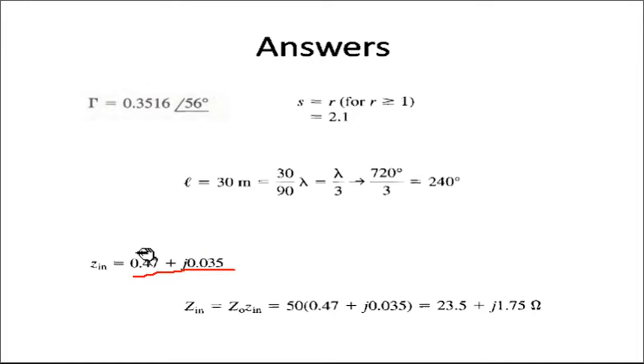So this is the constant R circle, this is the constant X circle, and I already told you these are normalized values. Whatever I get on the Smith chart is normalized, it is not actual, and in order to get the actual value I need to multiply it by Z0. So Zin actual is equal to Z0 times Zin bar, which you have calculated, and this is 15 times 0.47 plus j0.035. You will get this value as 23.5 plus j1.75.